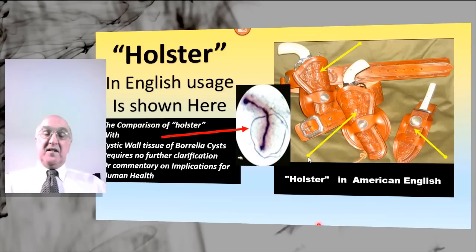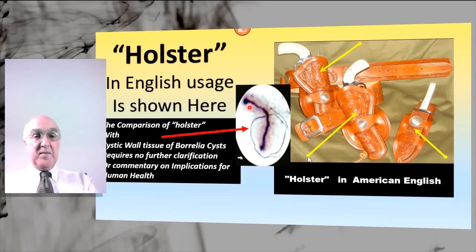Now, in our language, we use holster to describe the leather that holds the gun, or the leather which holds the knife, both of which are weapons. And when the weapon is needed, then the weapon is taken out of the holster and used to assault. So, in like manner, if we look at the holster as the cyst and the spirochete breaking out of the cyst, the spirochete is getting out of the cyst and is ready to assault the human body.